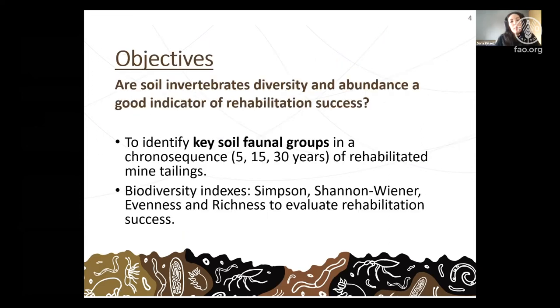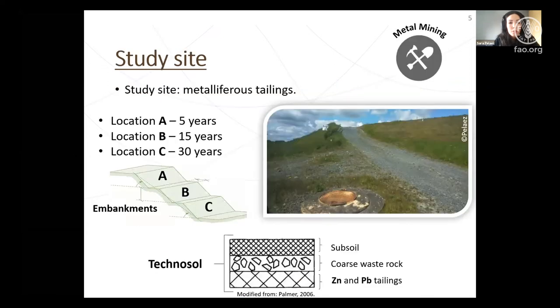We wanted to answer the following research question: are soil invertebrate diversity and abundance a good indicator of rehabilitation success? To answer this, we identified key soil fauna groups in a chronosequence of 5, 15, and 30 years of rehabilitated mine tailings. With this data, we calculated several diversity indexes to evaluate the rehabilitation success. Let me just introduce you to the study site.